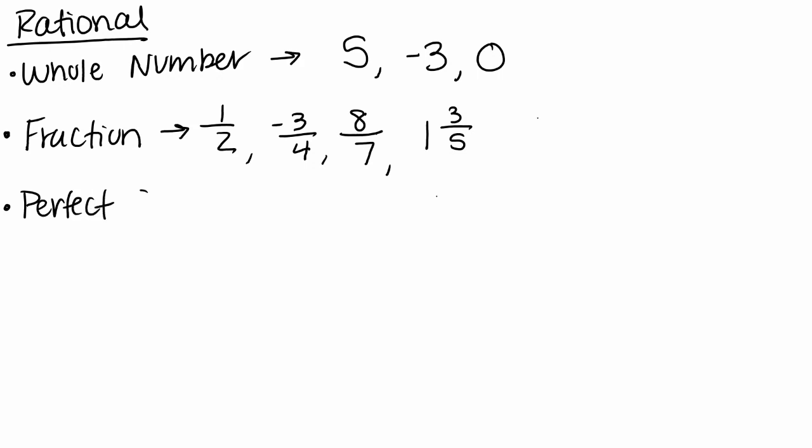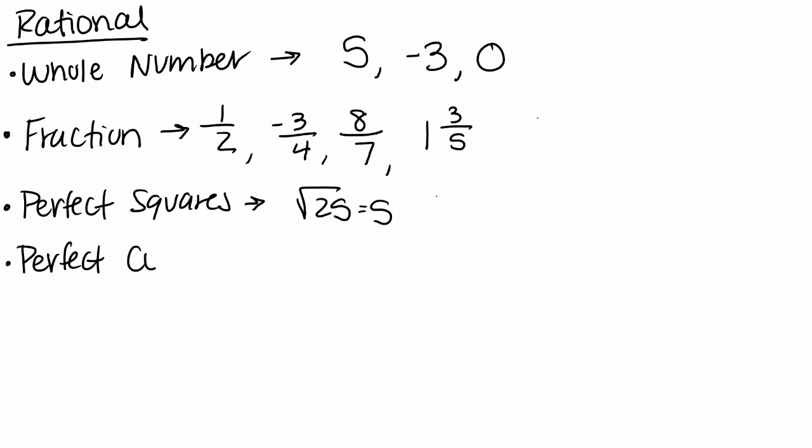Our perfect squares are also rational. The ones that we learned, the square root of 25, we know that the square root of 25 is 5. 5 is a whole number. It's rational. Perfect square roots are rational.